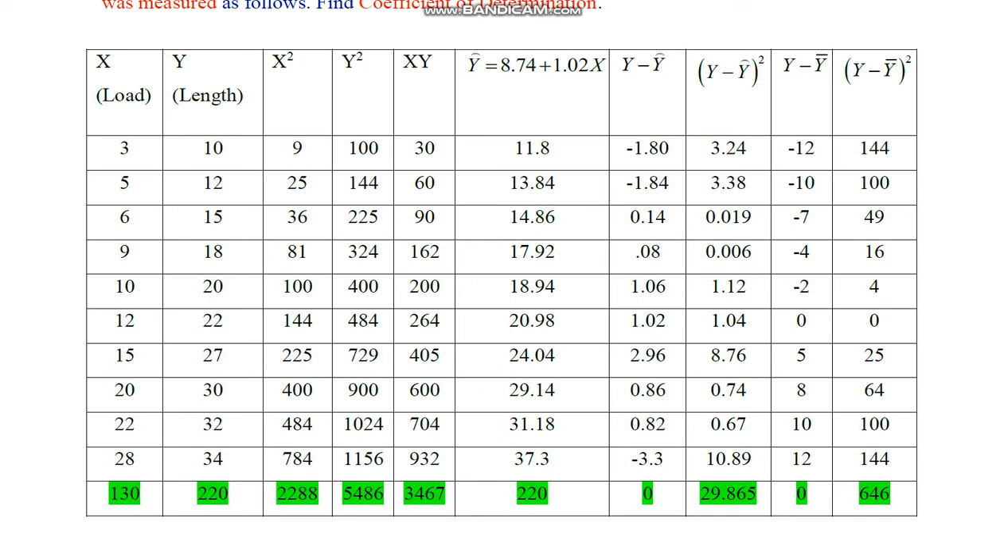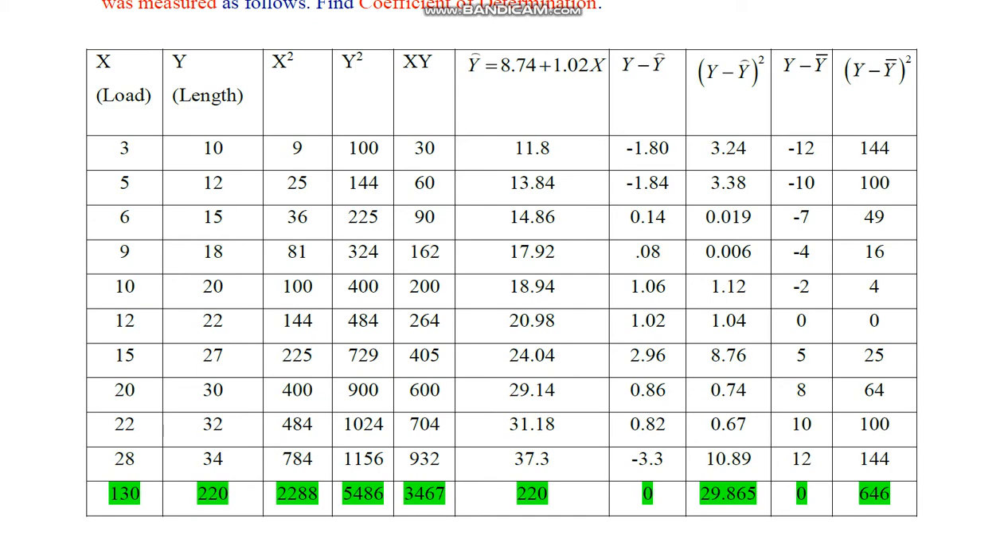Now we need (y minus y cap) square, the unexplained variation, and its sum. So square this term, minus 1.80 square, and you get this observation. Square this term, and we get this observation. So this is the sum of (y minus y cap) square, the unexplained variation.